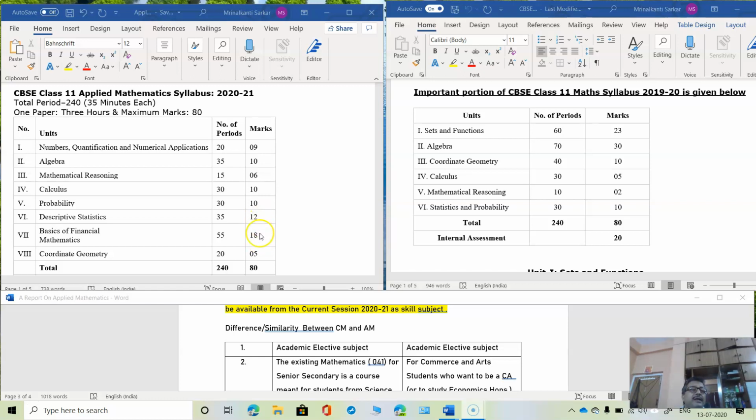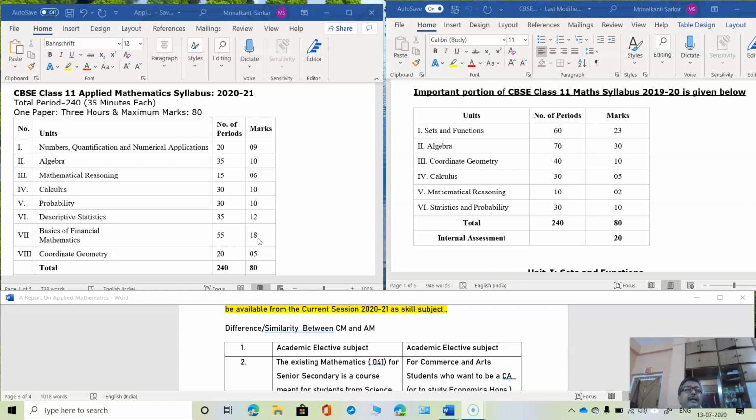I think all of you understand which stream of students this tends to, so that they can get maximum benefit from this syllabus. Descriptive statistics and financial mathematics 30, probability 10, 40 marks over there only. And numbers, quantifiers, numerical application 9. So out of 80, 49 marks for this purpose only.